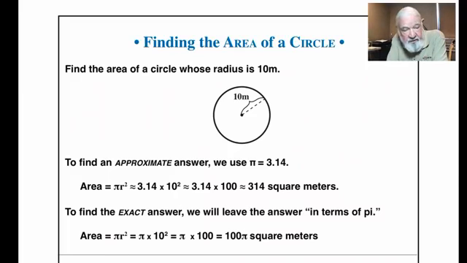Again, always when we're dealing with area, that word square must be in there, because we're not doing linear units, we're not doing 3D units, we're doing square units, which is two-dimensional. Now, to find the exact answer, this turns out actually to be a lot easier than giving the approximate answer. We leave the answer, quote, in terms of pi, and here's what that means. Follow along the formula there. Area equals pi r squared equals pi times 10 to the second power equals 100 times pi, and we're done.